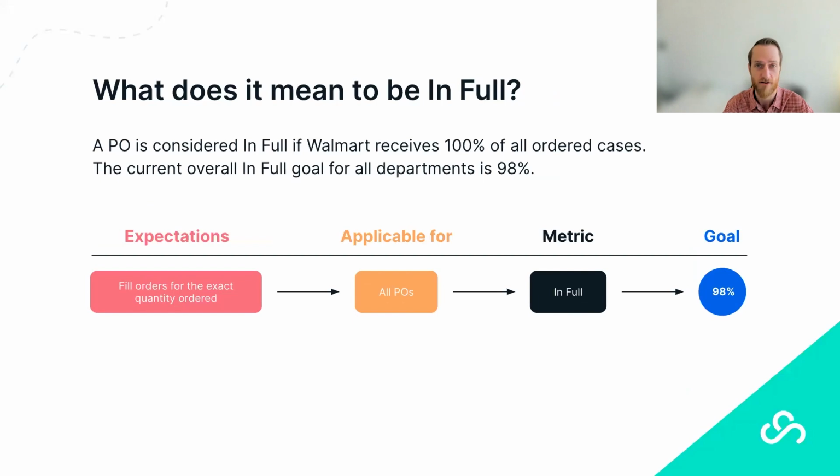And then the other side of the coin, in full. So a PO would be considered completely in full if everything that Walmart ordered on that PO was actually delivered. If they received all the cases for that order, that would be considered in full. And the goal for all departments, all suppliers is 98%. So essentially that means out of all the goods ordered for a month, they expect 98% of them to be filled. And that's the requirement.